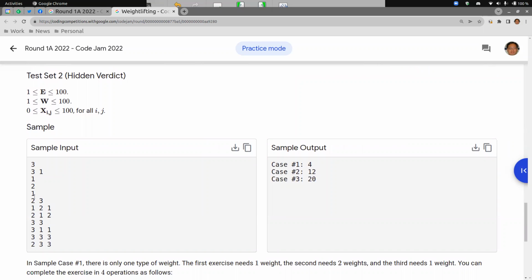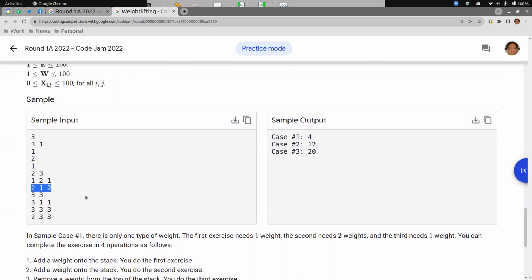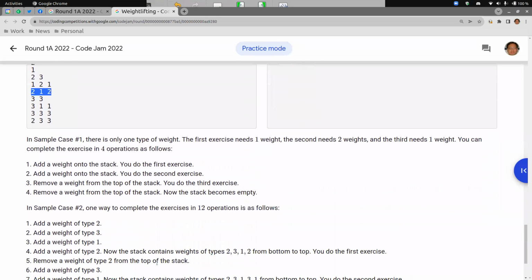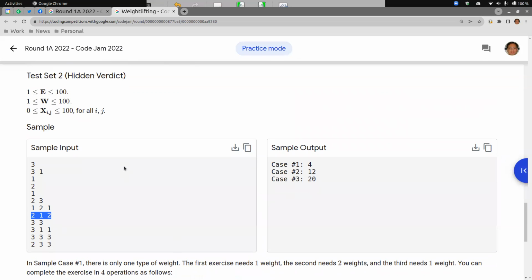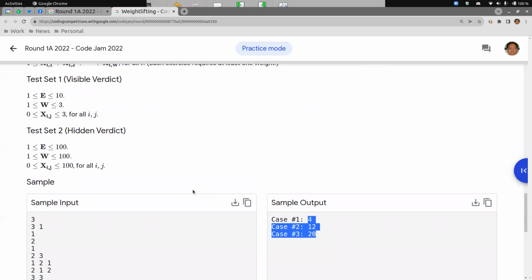Okay, so maybe it's easier if I just look at this. So here, let's look at the second case. You have two exercises, 3 weight types. The first exercise, you need 1 of type A, 2 of type B, 1 of type C. And then the second exercise, you need 2 of type A, 1 of type B, and 2 of type C. And then you have to figure out how to move these weights from one exercise to another, and what is the minimum number of plates you have to move.